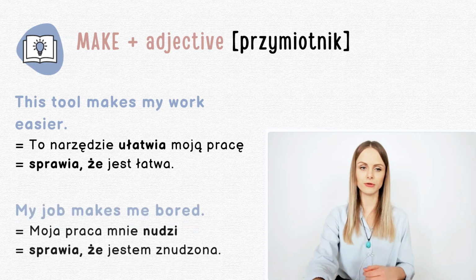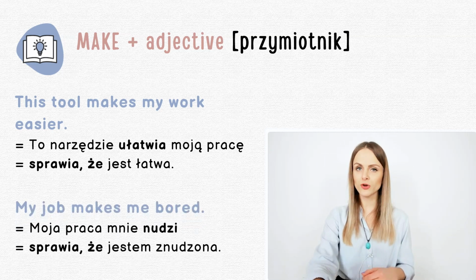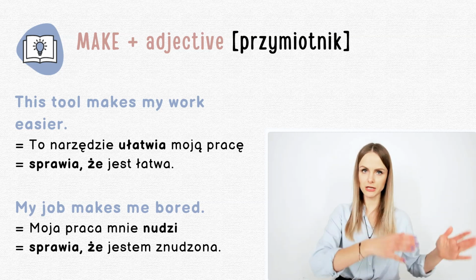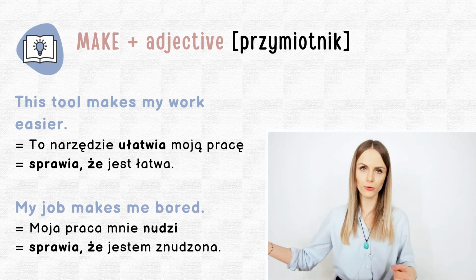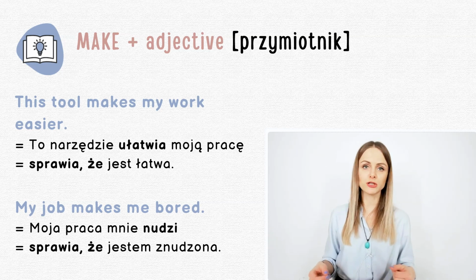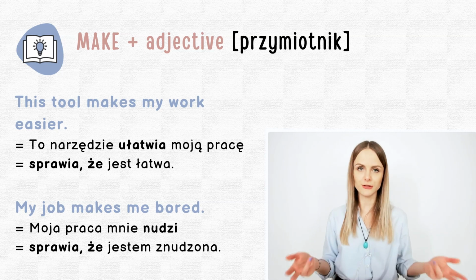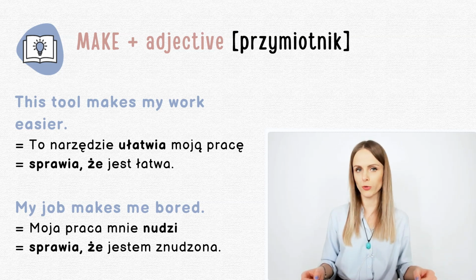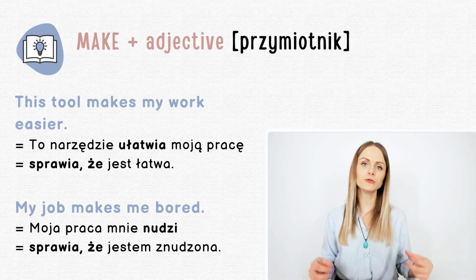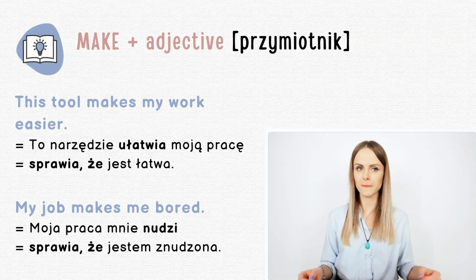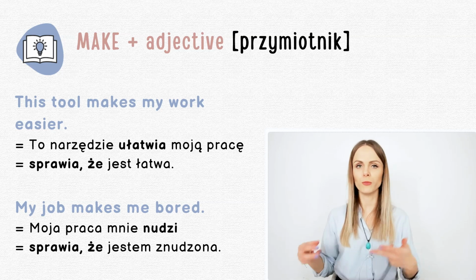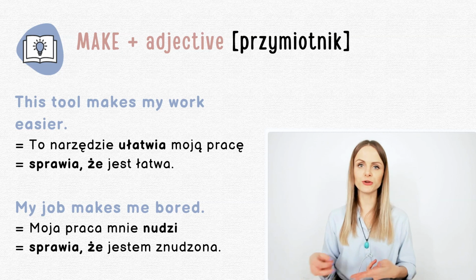One more example. My job makes me bored. The same situation. My job makes me, adjective, bored. So instead of saying my job is boring, obviously you can use this structure as well. My job is boring. But if you wanted to say moja praca mnie nudzi, so you need a verb, then it's much better to say my job makes me bored. I hope you're with me.